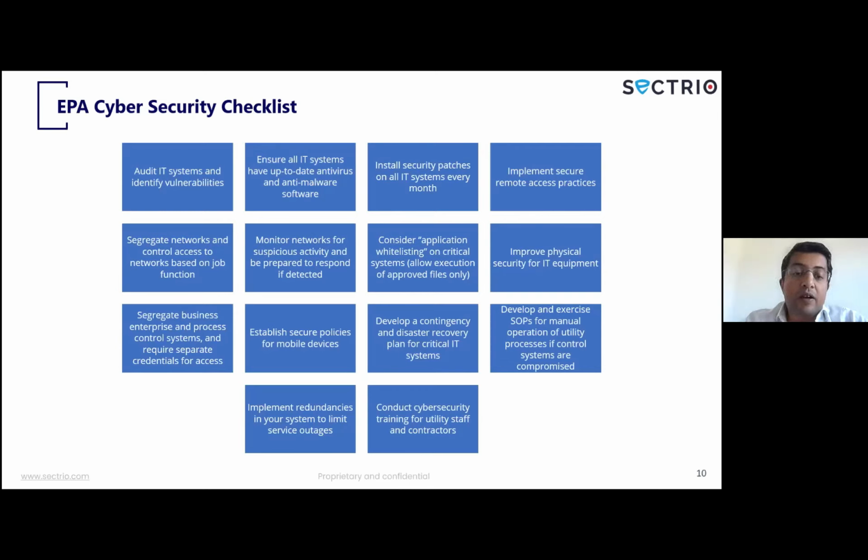They do recommend redundancies. Redundancies are easier said than done, largely because, especially in the process control system, they're very expensive. Many folks don't even know what's running on them because they've been there for so long. Creating another redundant network is not necessarily the most feasible thing, but it's one of the recommendations that they have out there. And constant cybersecurity training for utility staff and contractors.